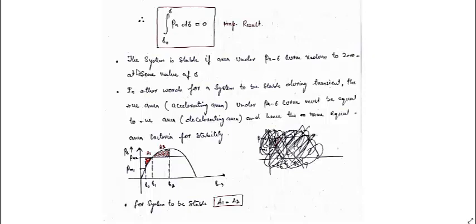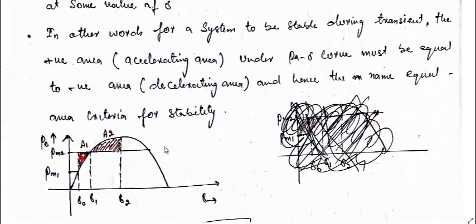So in general, we can say the system is stable if the area under the PA delta curve reduces to 0 between some values of delta, or at some value of delta, that is this delta. So in other words, the system is stable during transient if the positive area, accelerating area, which is the positive area under the P delta curve, is equal to the negative area, that is negative accelerating area or decelerating area, and hence the name equilibrium criteria for stability. That's why we call it equilibrium criteria.